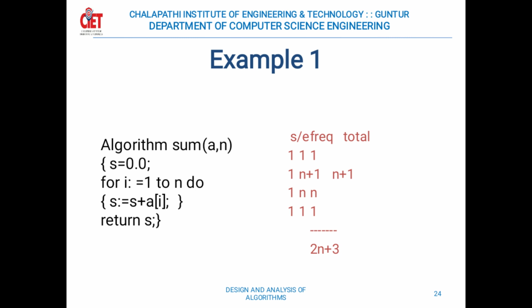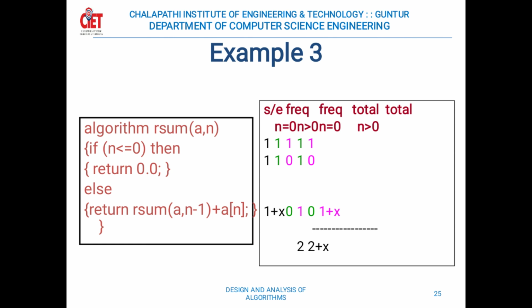So total number of steps is number of steps into frequency, so 1 into n. Finally, the return statement requires only one step and it is executed only once, so its frequency is 1. So total number of steps is number of steps into frequency, so 1 into 1. Finally, to get the grand total or time complexity of an algorithm, perform summation of the total steps required by each line. So it is equal to 2n plus 3.